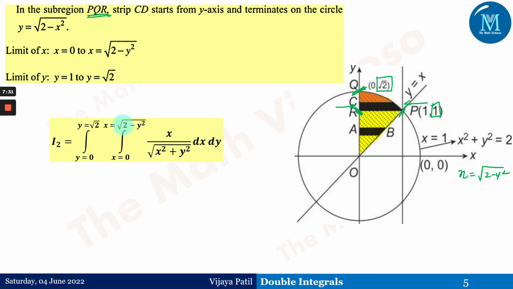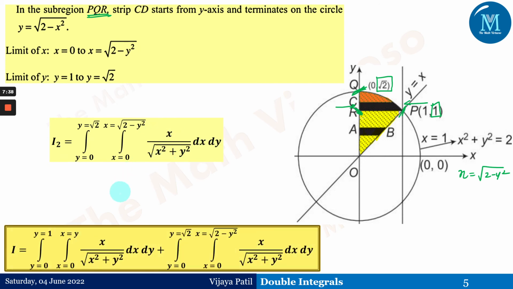Integration from 0 to square root of 2 minus x square of x upon square root of x square plus y square dx dy. And therefore the change of order of integration becomes here these two integrals. So one integral, which was the strip parallel to y-axis given to us, has been converted into the horizontal strips, but these horizontal strips are giving us two different regions, and that's the reason we have to solve it here, as two different integrals for the evaluation.